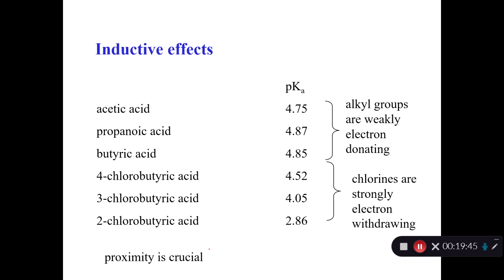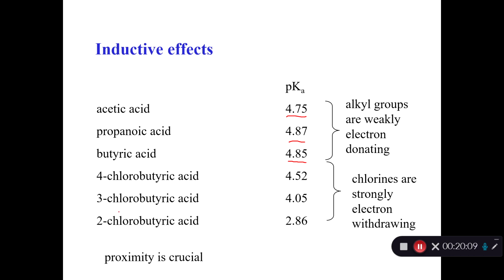So for example, here's your acetic acid. If you add an extra methyl group on the end, you have propanoic acid. Add another methyl, you get butyric acid. And so adding those methyl groups, your pKa goes up slightly, 4.75 up to 4.87, and then really not much change for another methyl group to 4.85. So these alkyl groups are weakly electron donating.